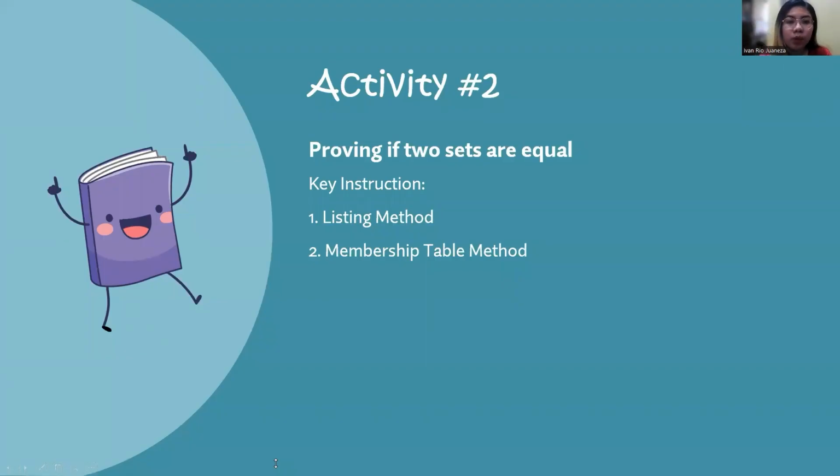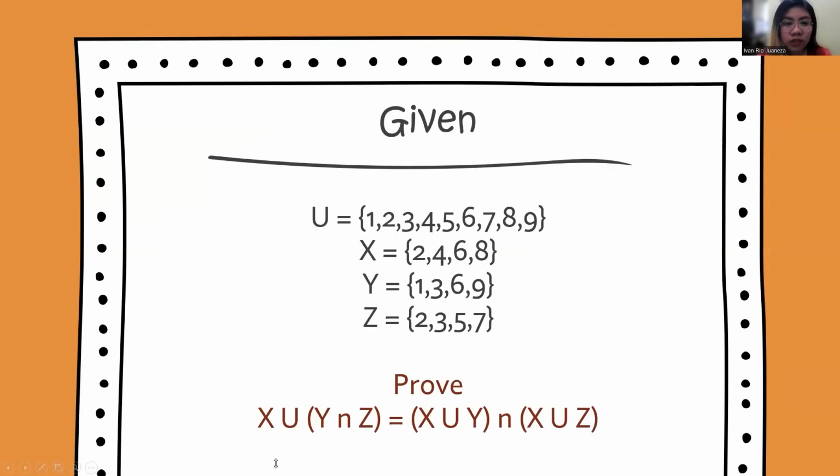So let's go to Activity number 2, where we have to prove two sets are equal. The key instructions are to prove these two sets using the listing method and the membership table method. So here's the given. The universal set is 1, 2, 3, 4, 5, 6, 7, 8, 9, and X is equal to 2, 4, 6, 8, Y is equal to 1, 3, 6, 9, and Z is equal to 2, 3, 5, 7.